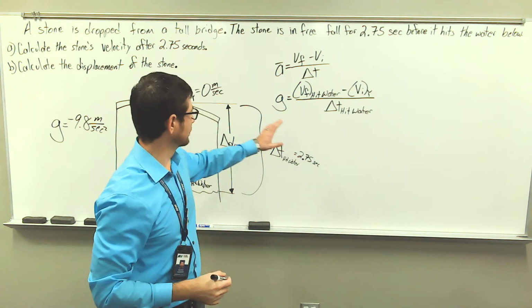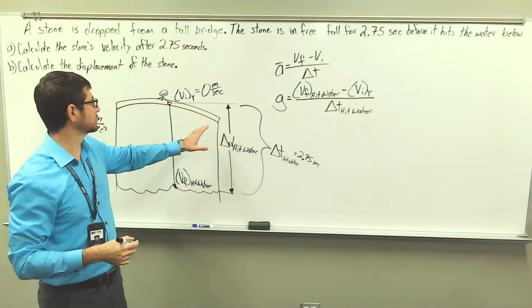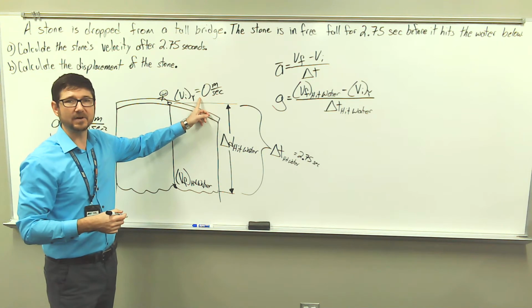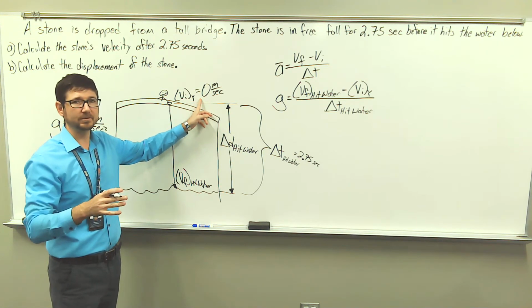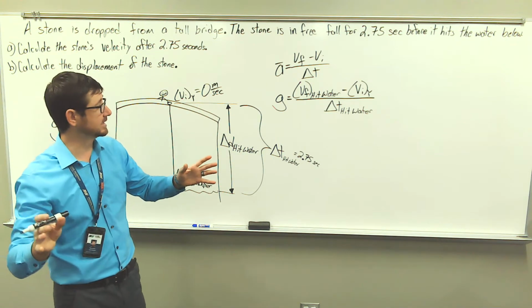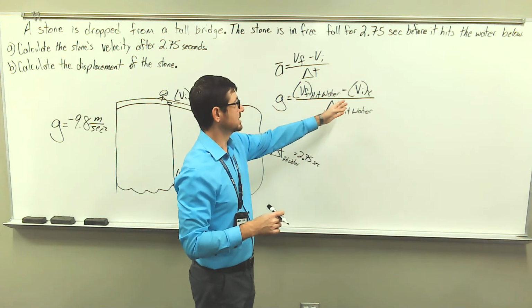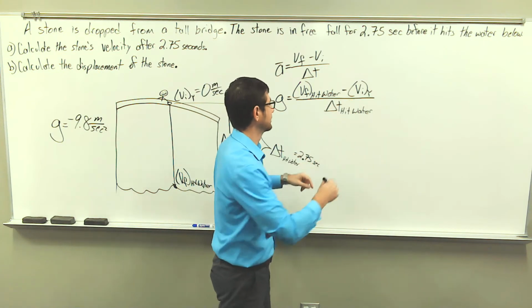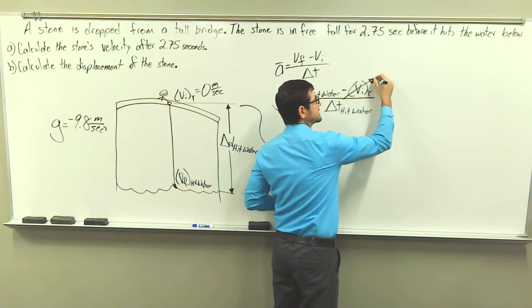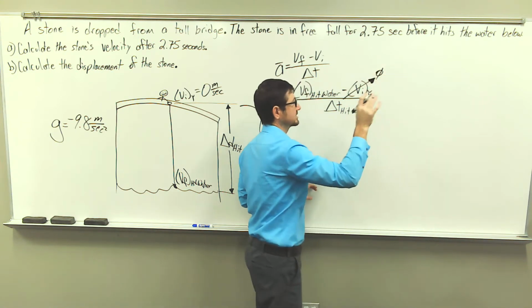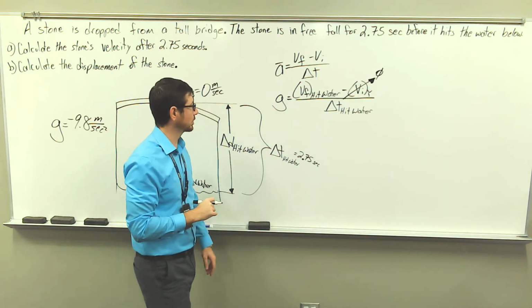Now, if we refer to the picture that we drew here, we have already identified the initial velocity in the y direction, and it's at rest. It's 0 meters per second. So what I'm going to do, come over here, this guy goes to 0. All right, so we don't need to mess with it anymore.